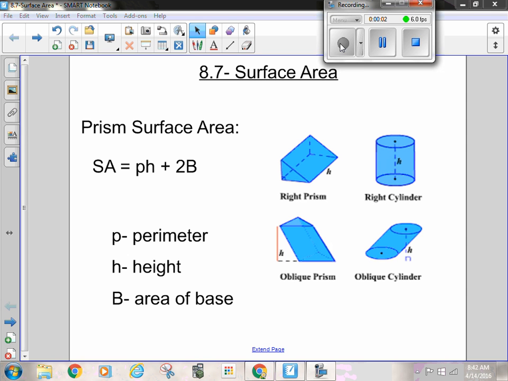All right, ladies and gentlemen, 8.7, surface area. Prism surface area is perimeter times height plus 2 base areas.